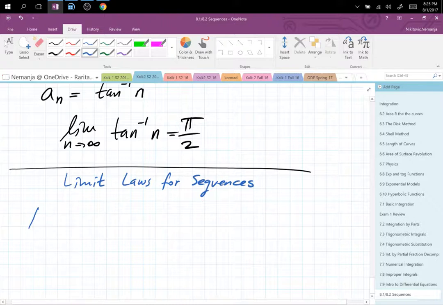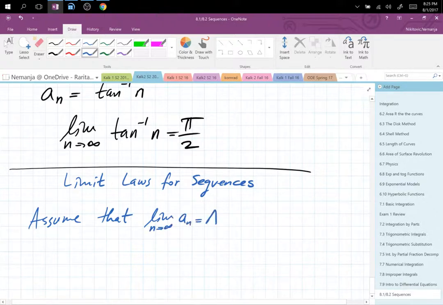So assume that the limit as n goes to infinity of a_n is a, so it converges to a, and the limit of b_n is b, converges to b.